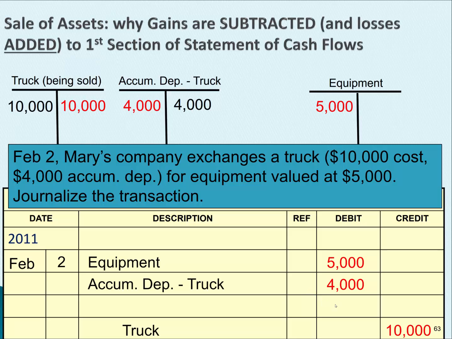Well, we need $1,000 on the left side. And is that a gain or a loss? Well, we already said we're giving up a truck worth $6,000 and getting equipment worth $5,000, so we have a loss. The other reason you know that this is a loss is because the $1,000 was a debit. Losses have a debit balance, just like expenses. If it was a gain, it would have had to be over here on the credit side. And remember, gains are like revenues. They both have a normal balance on the credit side.